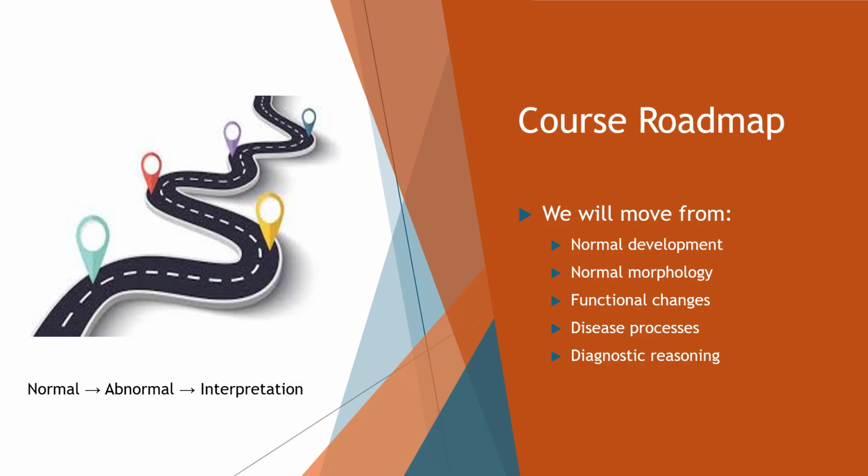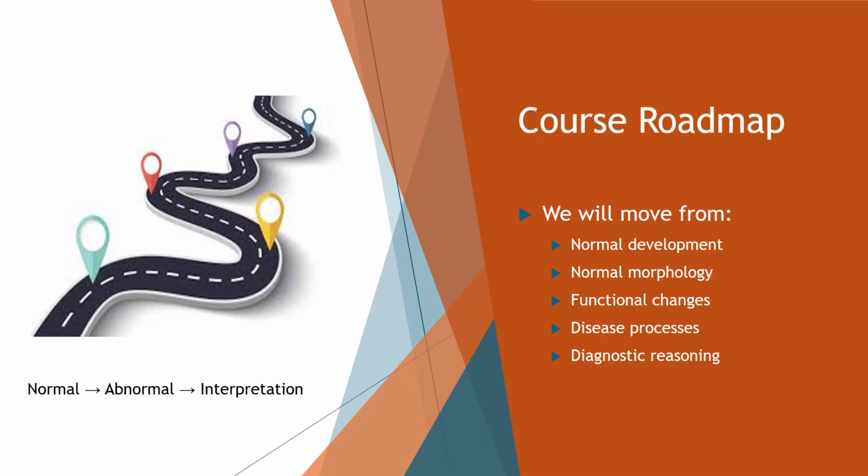All right, let's talk about where we're going this semester because hematology makes a lot more sense when you understand the path we're taking. This course is intentionally built like a diagnostic workflow. We are not jumping straight into disease. Instead, we move in the same order your brain should work at the microscope. First, normal development, because you cannot recognize abnormal if you don't know what normal is supposed to look like. Then, normal morphology. What do healthy cells actually look like? Not textbook perfect drawings, real morphology.